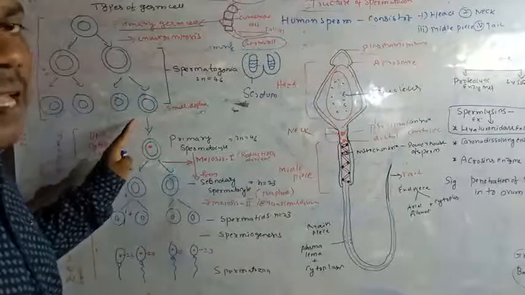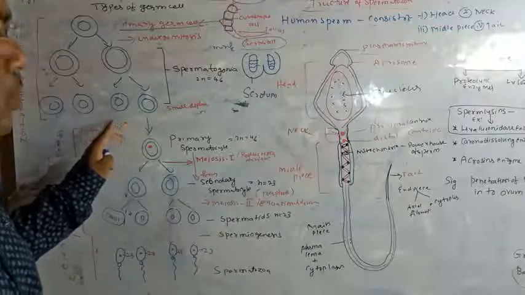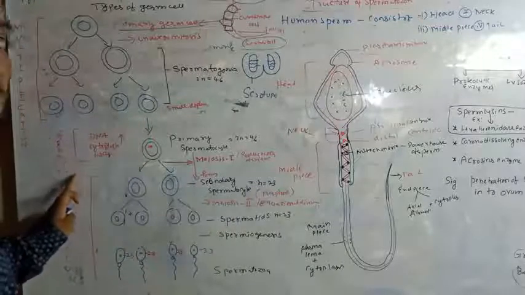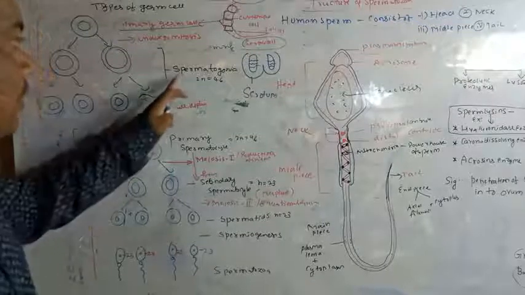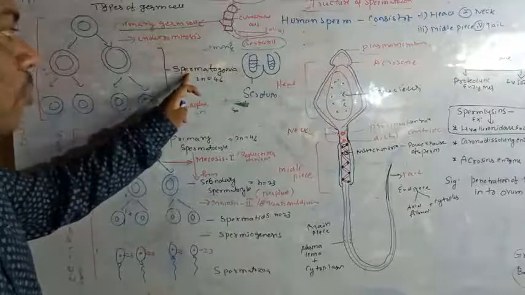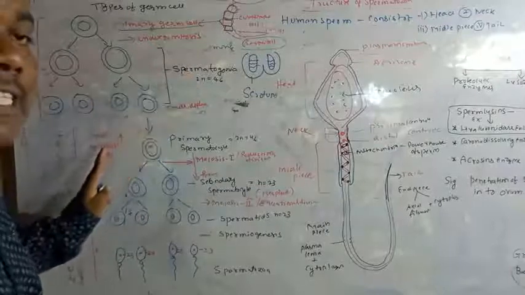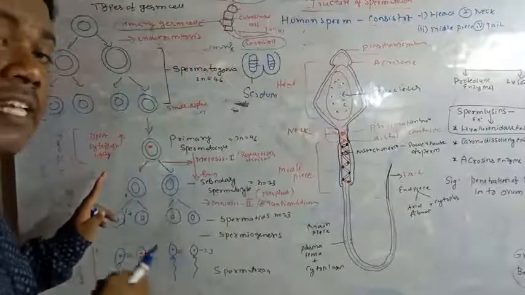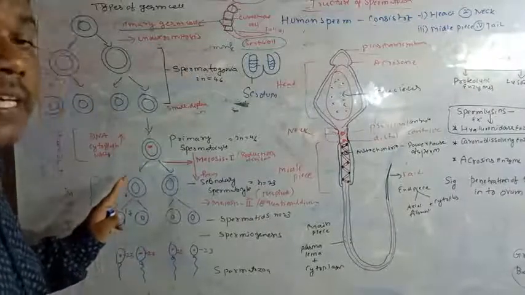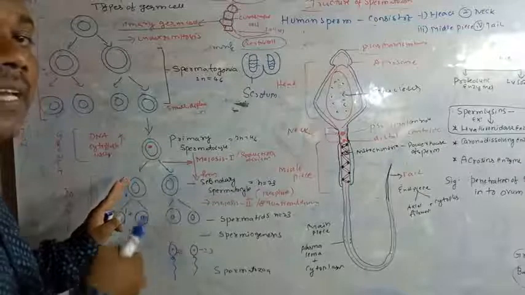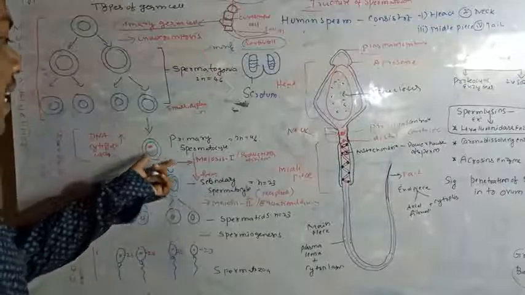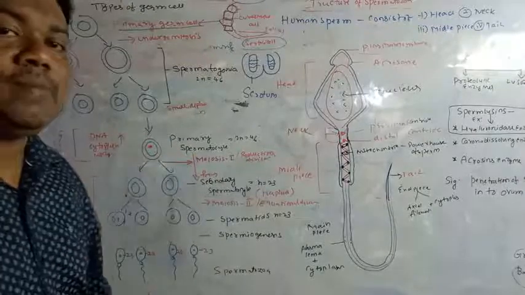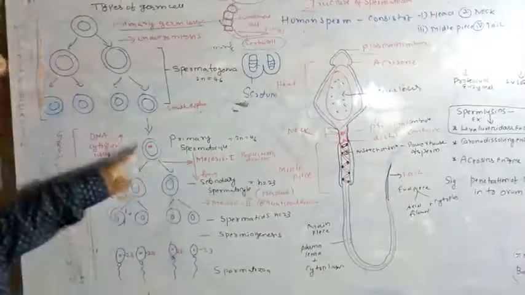So that is known as a multiplication phase. The second phase is said to be the growth phase. So what happened in the growth phase? These spermatogonia increase their size, their cytoplasm content, and their DNA content. So they become a double-sized cell, that is known as a primary spermatocyte.